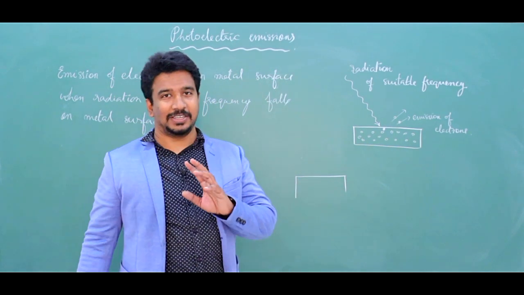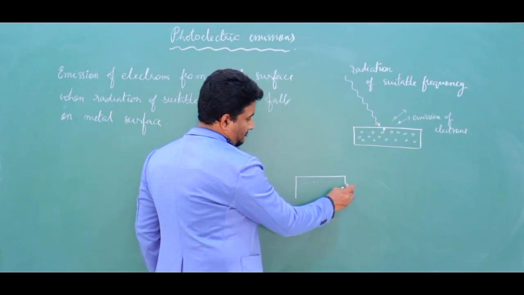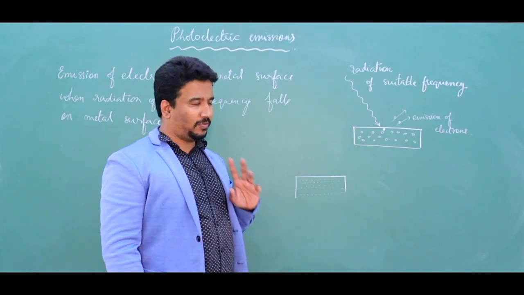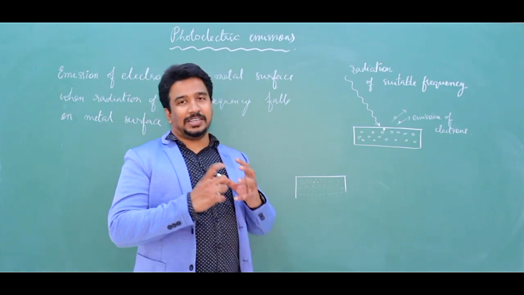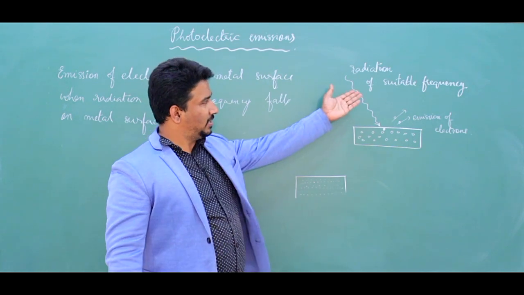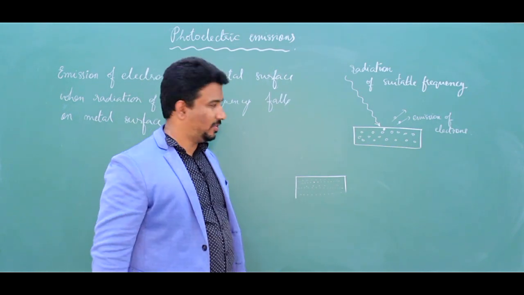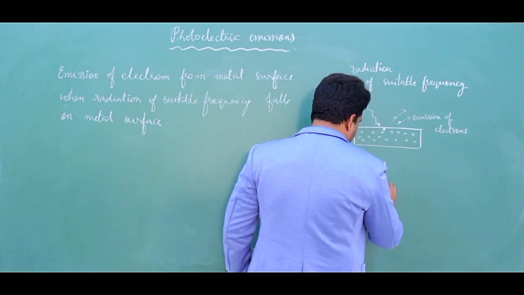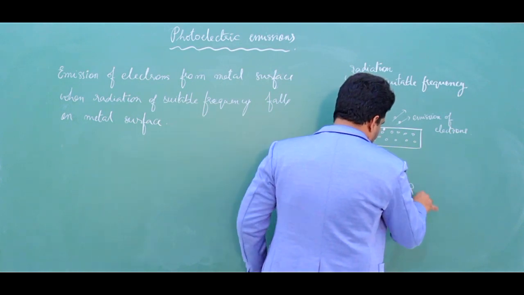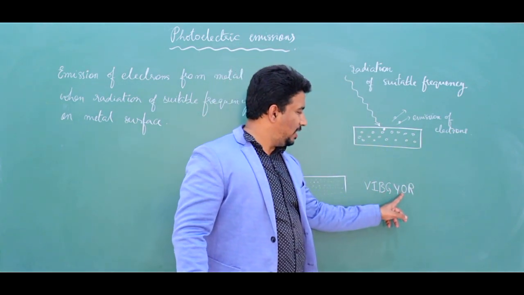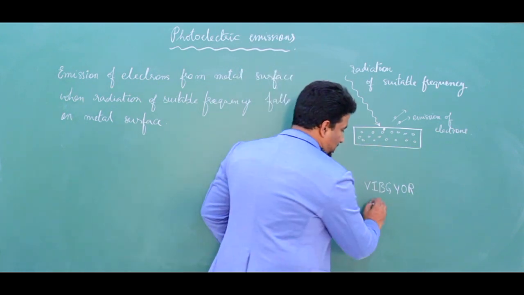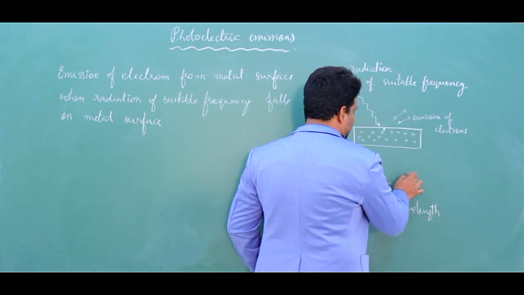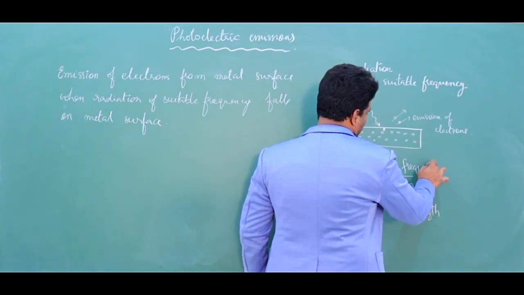So we have a metal surface here and there will be free electrons here, which are vibrating inside the volume of metal. Now, for understanding this suitable frequency, I will take visible light. Visible light consists of a spectrum of colors, VIBGYOR: violet, indigo, blue, green, yellow, orange, red. In this direction, wavelength is increasing. In this direction, frequency is increasing.